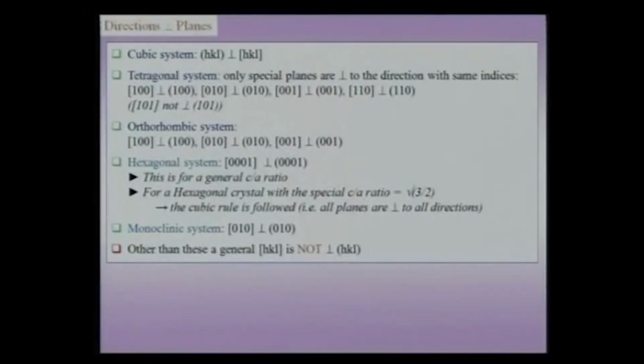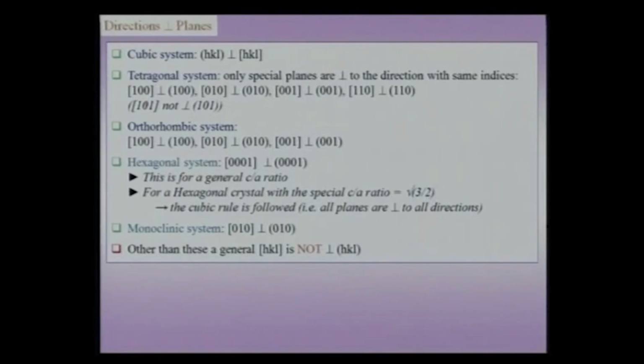But when we go to lower symmetry systems, we have to be a little careful about what planes are parallel to or perpendicular to what directions, and in the tetragonal system there are only special planes which are perpendicular to some special directions. So for instance, the 1, 0, 0 plane is perpendicular to the 1, 0, 0 direction, the 0, 1, 0 is perpendicular to the 0, 1, 0, the 0, 0, 1 is perpendicular to the 0, 0, 1 direction. Then there are of course special planes like the 1, 1, 0 plane, which is perpendicular to the 1, 1, 0 direction. But for instance, I cannot generalize this. The 101 direction is not perpendicular to the 101 plane.